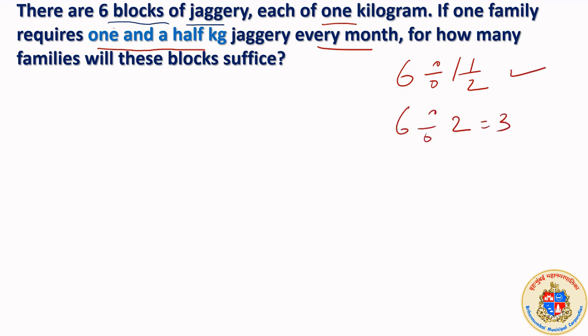Now what is this? This is a fraction. So we will be applying the same rule. We have to convert this into 6 divided by 1.5 की जगह पे हमको 3/2 लिखना पड़ेगा. We are converting that mixed fraction into an improper fraction. Now we have to multiply this with the reciprocal of it and the answer is 4. तो 4 फैमिली को सफिशिएंट होगा.